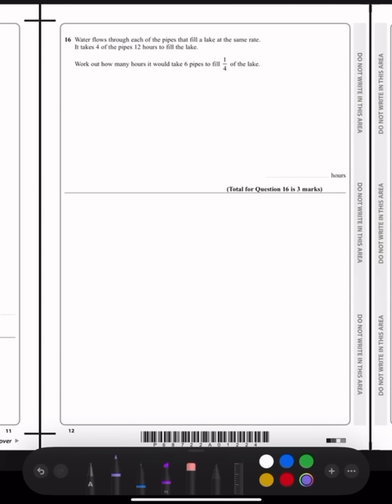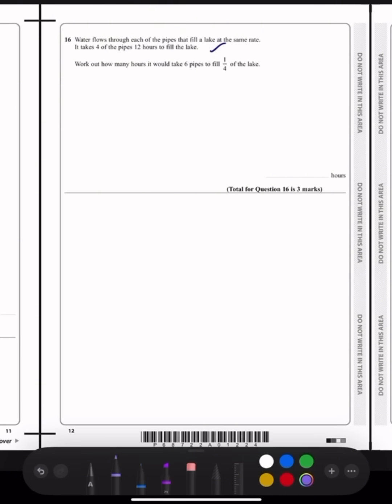Okay, so in this question, basically what we can do is, firstly, they've said that it takes 4 of the pipes 12 hours to fill the lake, right? So it basically says, firstly, when we know here, they say that it takes 4 pipes 12 hours to fill the lake.